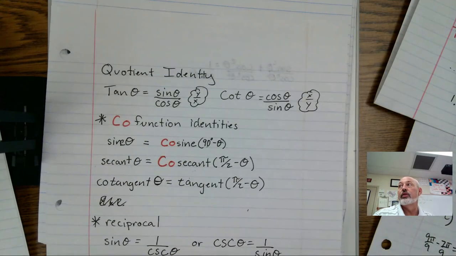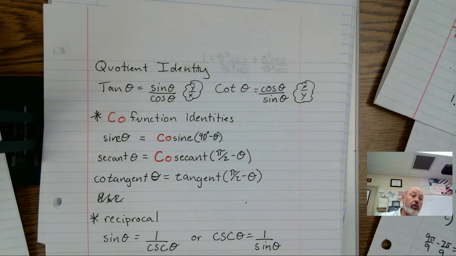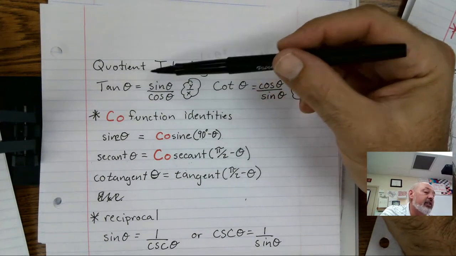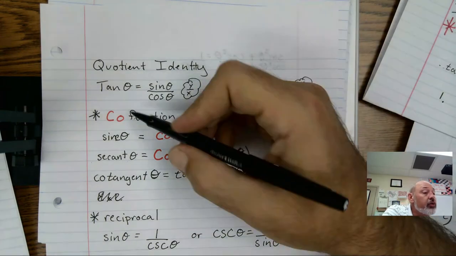Next, you've got some quotient identities that you need to know. These we've been studying quite a bit. So the quotient identity of tangent: tangent of theta is equal to sine over cosine. Cotangent is cosine over sine. Hopefully you know that.